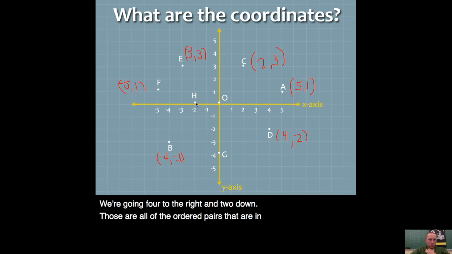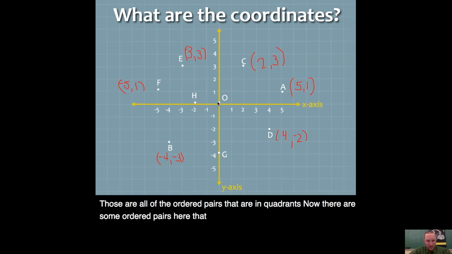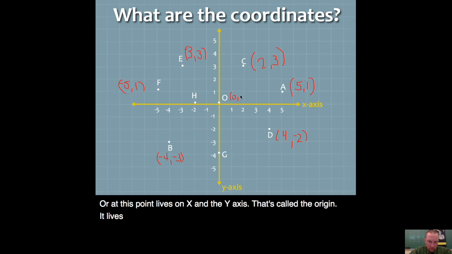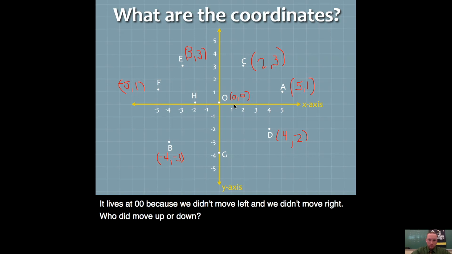Now, there are some ordered pairs here that don't live in quadrants. They live on an axis, or this point O lives on the x and the y axis. That's called the origin. It lives at 0, 0, because we didn't move left and we didn't move right. We didn't move up or down. Okay, so this is not in a quadrant.